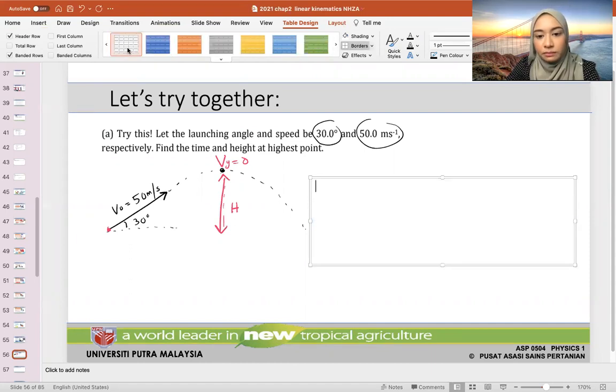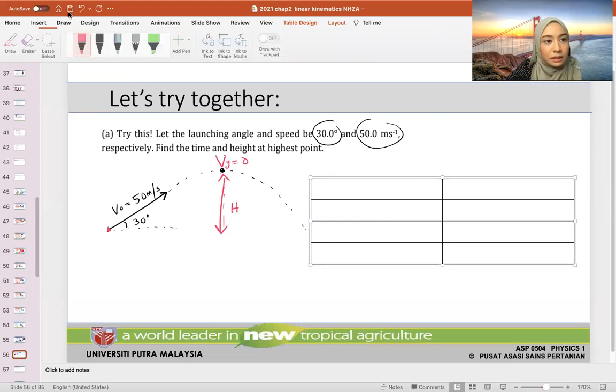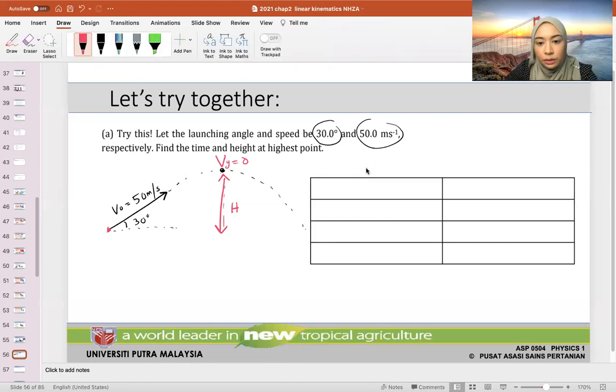Okay, better. So this is our X. Let me draw this. This is for our X component, and this is for our Y component. Okay, so let's do it. So our initial velocity, Ux. This is our initial velocity in the Y, Uy.